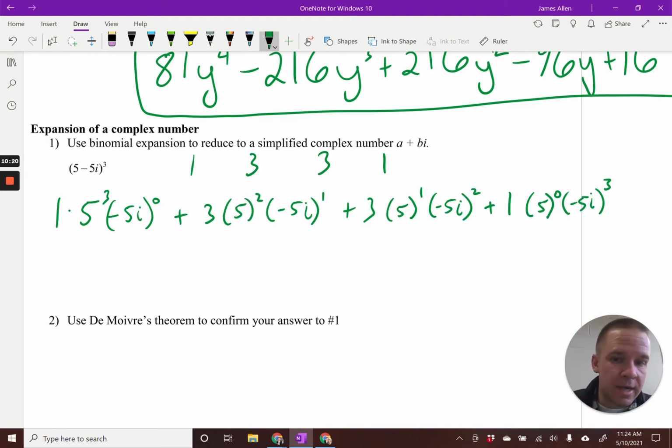And there we go. Now it's time to simplify, right? So negative 5i to the 0, that's just going to be 1, so I'll get 125 plus, and now what do we have here? We've got 25, 5 squared is 25, times 3 is 75, okay? So 75 times negative 5, right? Because negative 5 to the first is negative 5. Would give me negative 375.